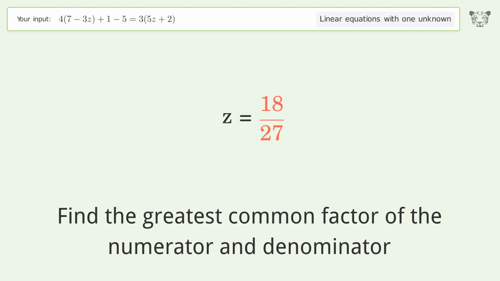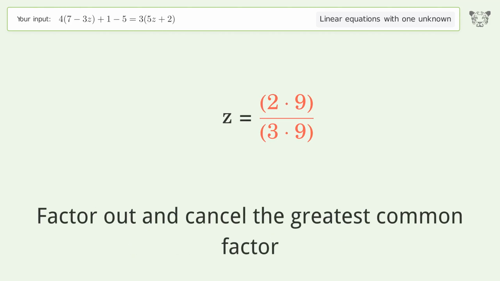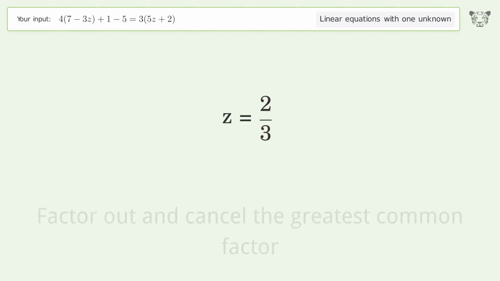Find the greatest common factor of the numerator and denominator. Factor out and cancel the greatest common factor. And so the final result is z equals 2 over 3.